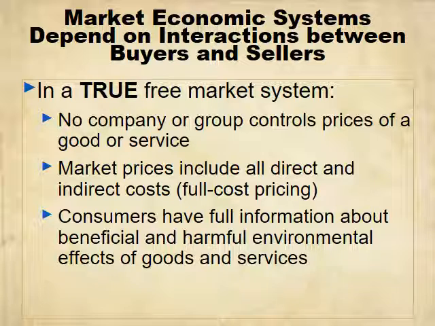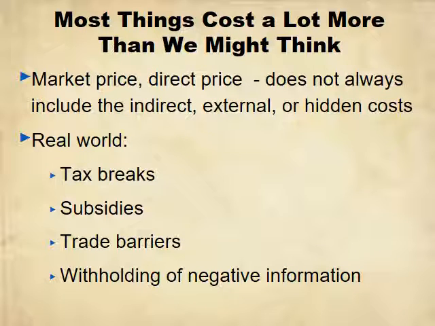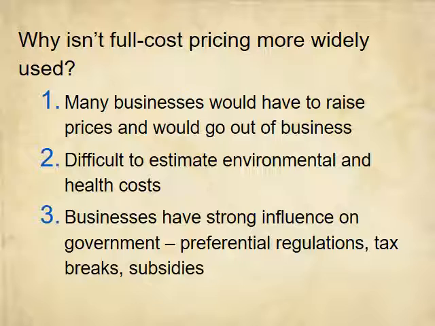When consumers have full information about beneficial and harmful environmental effects of goods and services, they can make their own decisions. But the way that our economy is structured, a lot of that information is hidden. And we're going to see a lot of that when we do genetically modified. In the real world, there are tax breaks, subsidies, trade barriers, and the withholding of negative information. So we really don't have true cost pricing in the real world, although I think it would be phenomenal if we did. So then the question is asked, why isn't full cost pricing more widely used?